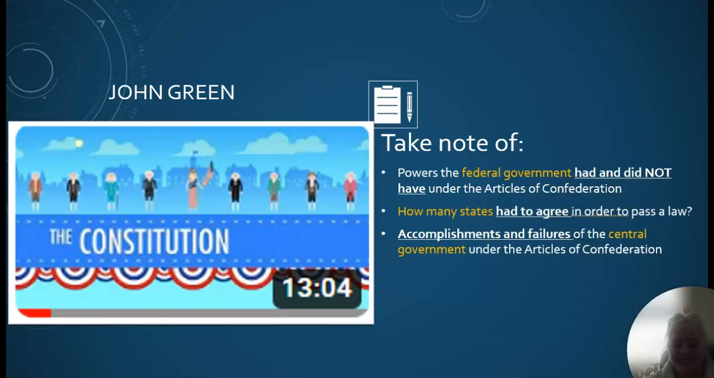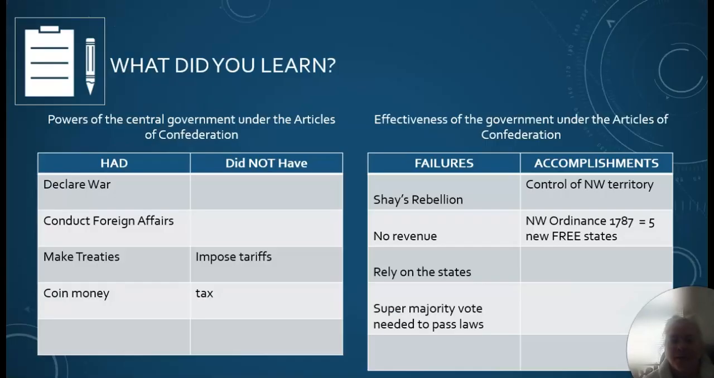All right, I told you he talked fast, didn't I? So let's review what he had to say about the powers of the central government. So he talked about the power to declare war. The central government under the Articles of Confederation needed to be able to declare war. They could conduct foreign affairs, right? They needed to be able to talk to other countries to get support. They also could make treaties like they did with the Native Americans in the Northwest Territory of Ohio. And they could coin money.